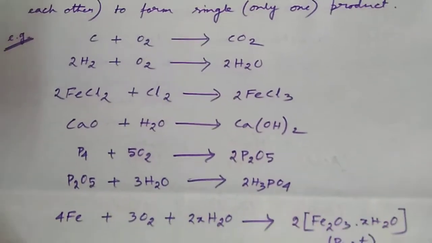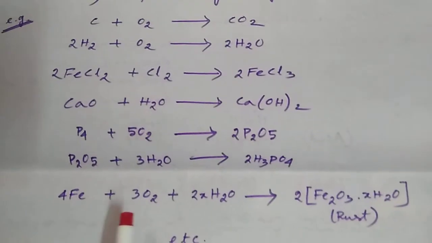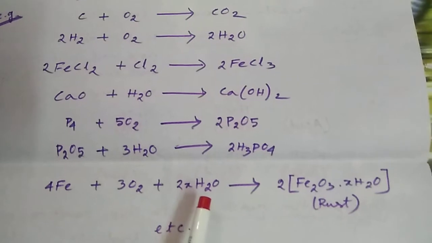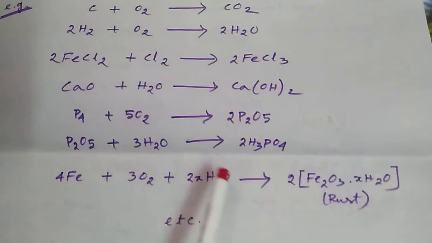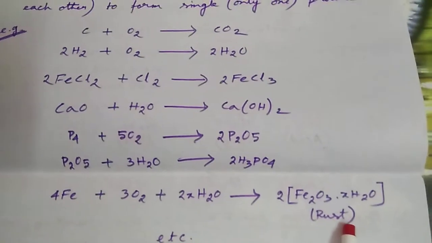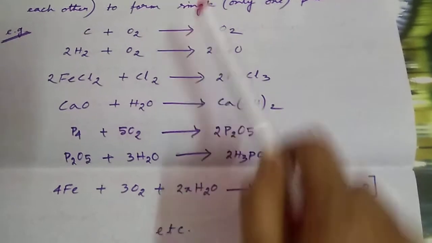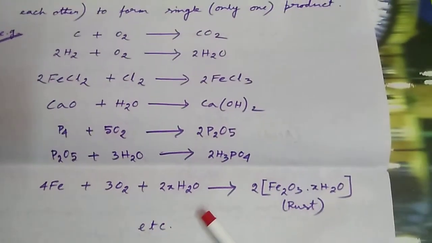Another example: iron reacts with oxygen and moisture to form rust. Here three reactants are there and only one product is there. In such a way you will get many examples. This is just for your understanding.